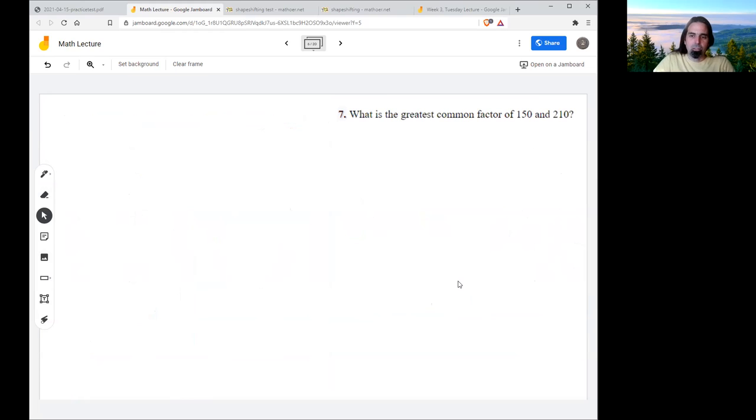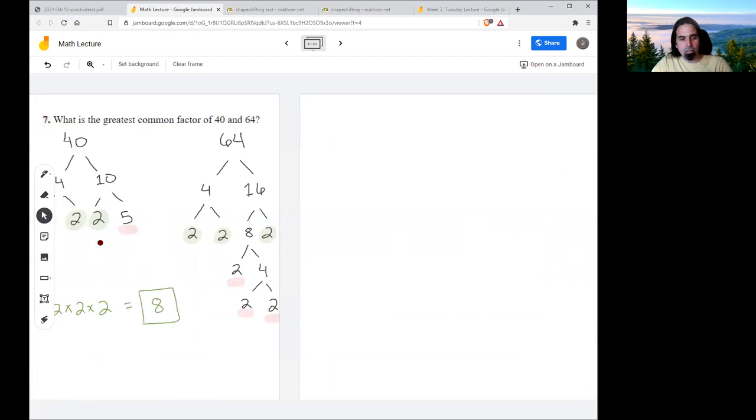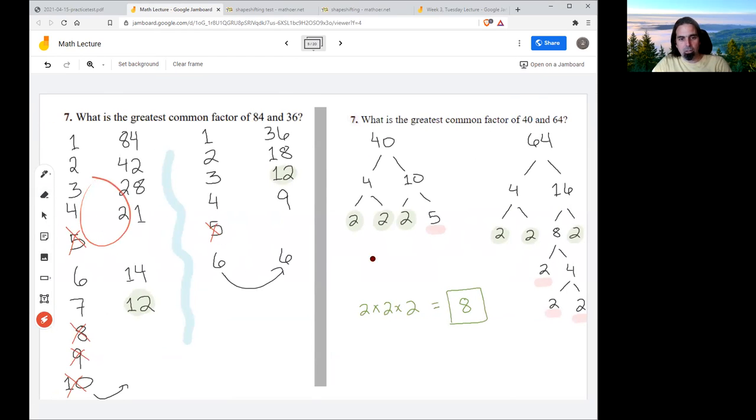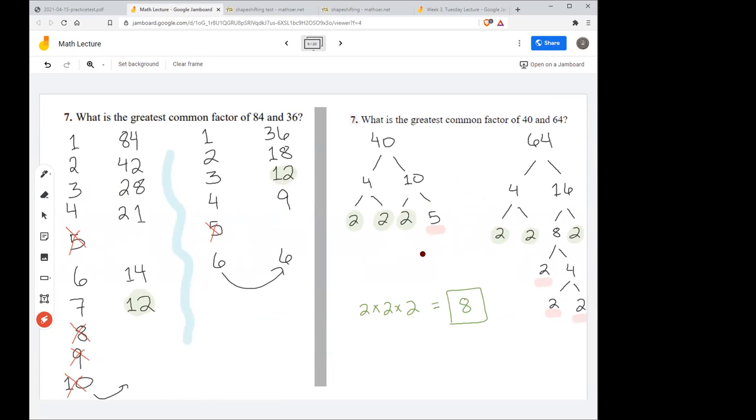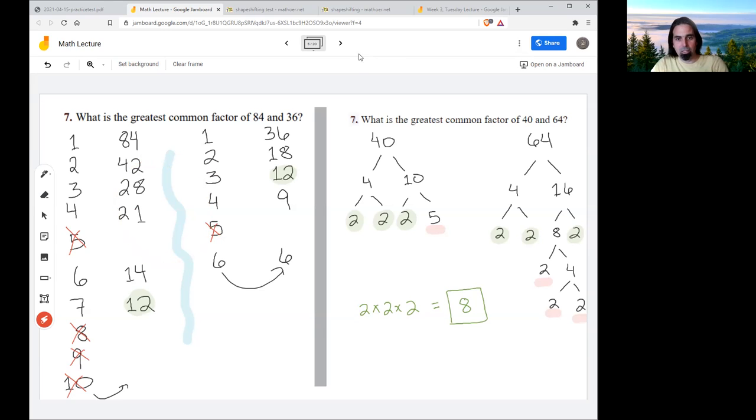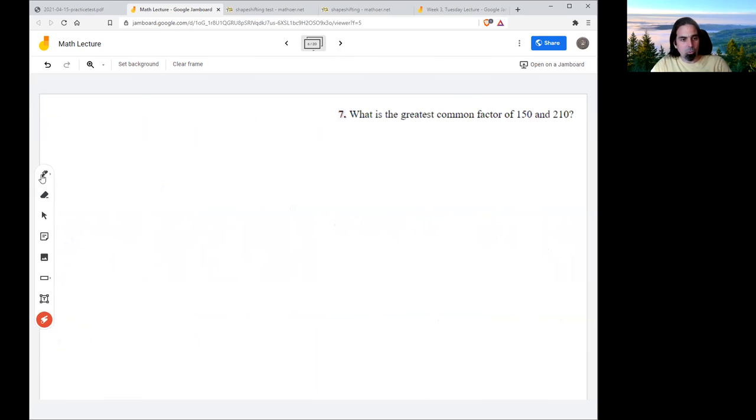Another one by request, 150 and 210. Should I do it the list all the factors way, or should I do it the common leaves of trees way? Factor way. The first way, all the factors. Okay. So 150 and 210. So for 1 times 150, that works. Does 2 work? Sure, it's even.